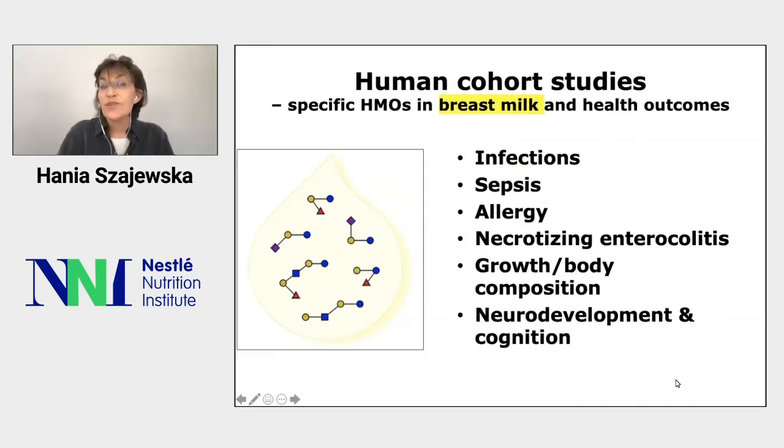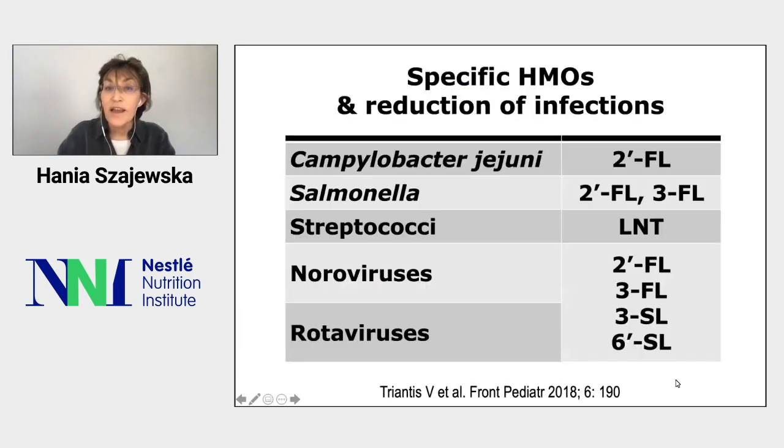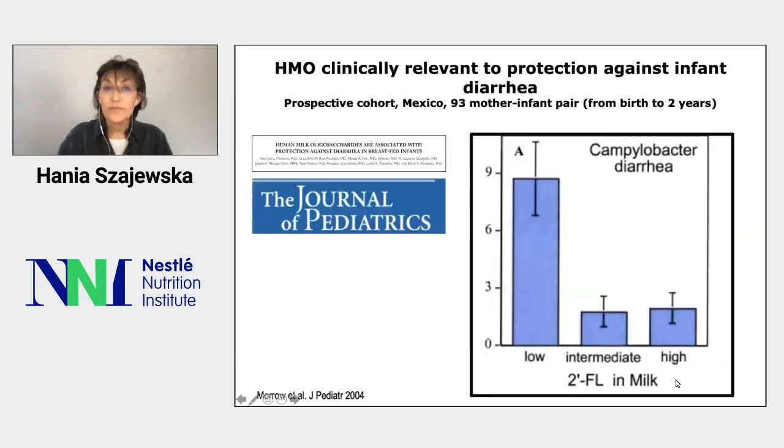What I would like to discuss in more detail are human cohort studies, which looked at specific HMOs, pooled HMOs, but especially specific HMOs in breast milk and health outcomes, which are listed on this slide. And let me go in more detail into specific HMOs and reduction of infection. One of those infections is diarrhea caused by Campylobacter jejuni.